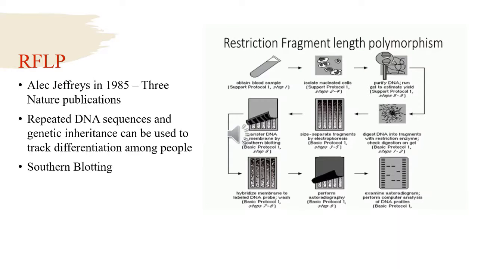Restriction fragment length polymorphism, or RFLP. Alec Jeffreys in 1985 found restriction fragment length polymorphism, or RFLP. In his three Nature publications, he mentioned that repeated DNA sequences and genetic inheritance can be used to track the differentiation among people. In this process, a sample of blood or other biological material was collected.